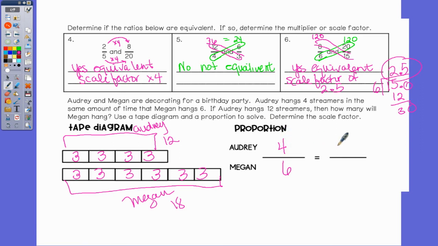Audrey's going to hang 12 streamers. What do I do to 4 to get to 12? Correct. I multiply by 3. Whatever I do to the top, I do to the bottom. 6 times 3 is 18. So we have a scale factor of 3, and she hung 18 streamers.